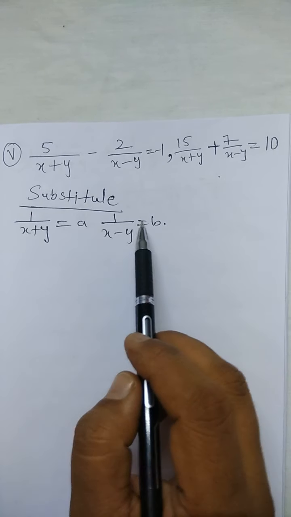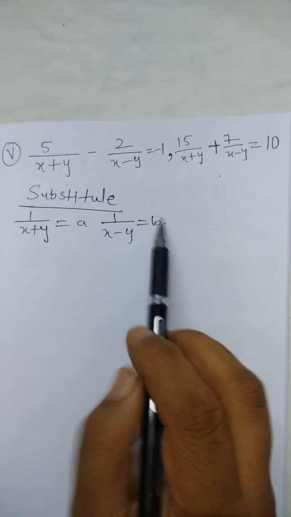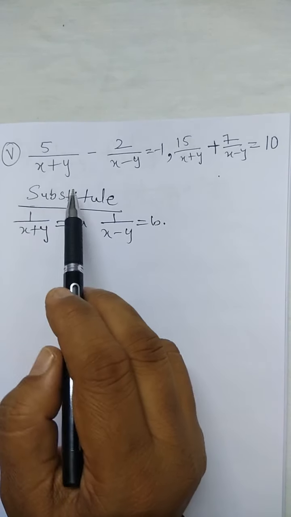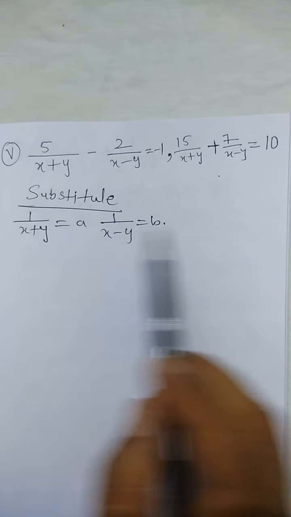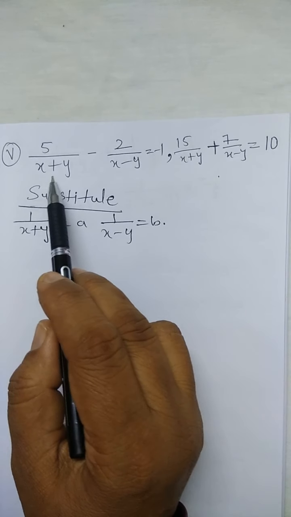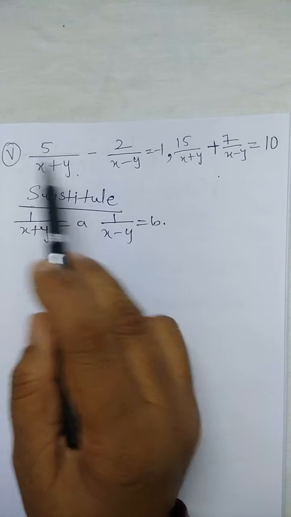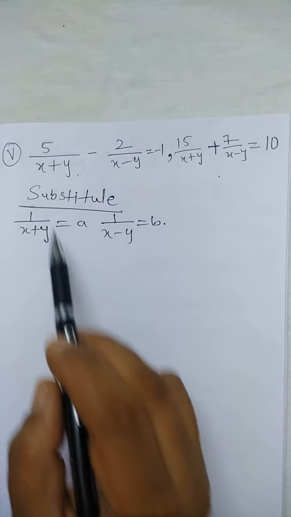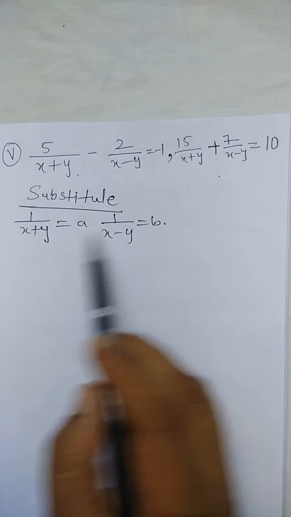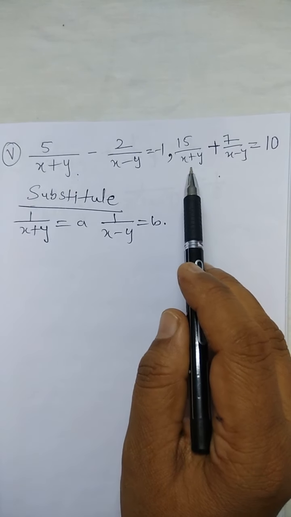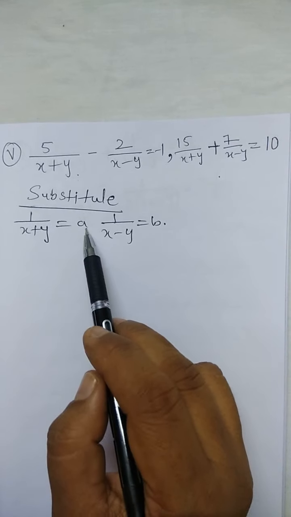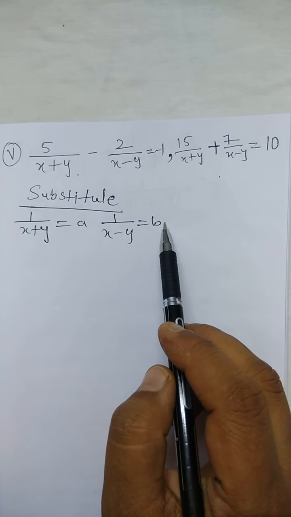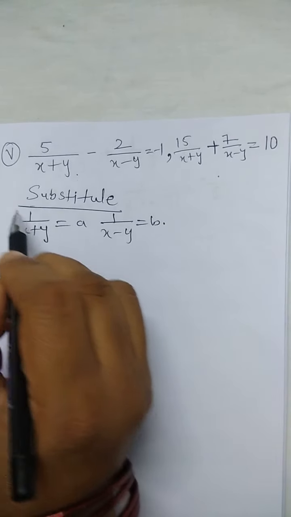In every problem it is not necessary to tell you. You might have understood that 5 upon anything means 5 into 1 by x or 5 into 1 by y, we can write it in that way. But here instead of x and y, x plus y is there. So we can write it as 5 into 1 upon x plus y. So 1 upon x plus y we are taking as a and 1 upon x minus y we are taking as b.